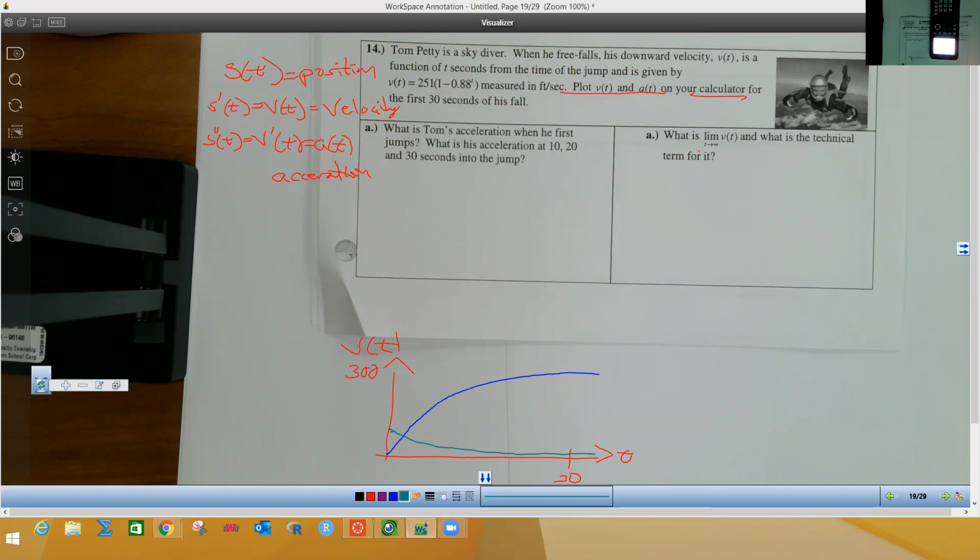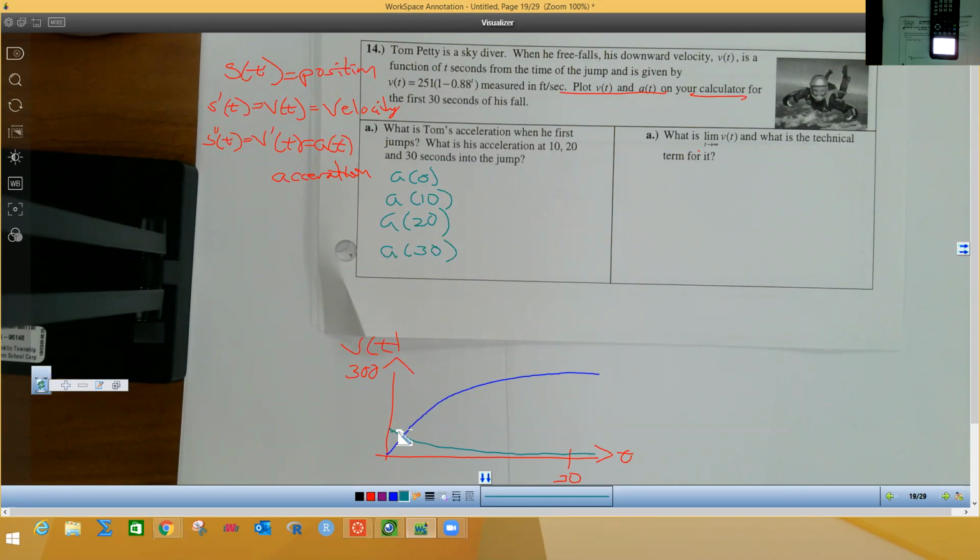Okay, I'm going to do this again. So I've got my graph on there, and I am trying to find acceleration. Oh, it says at 10. I didn't want 0. I shouldn't have typed 0. Oh, yeah, when he first jumped. So I want A of 0. I want A of 10. I want A of 20. And I want A of 30.